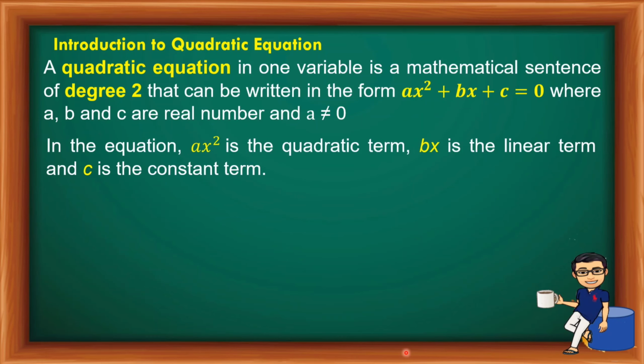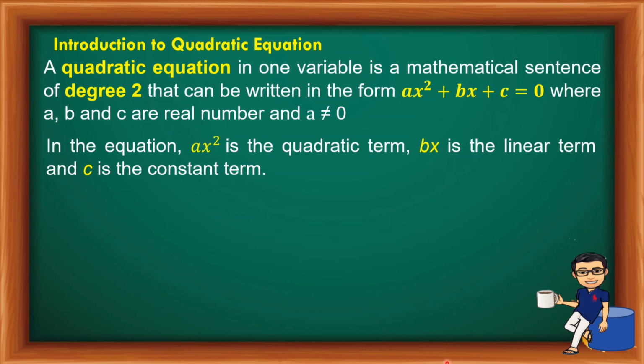Another important thing when we talk of quadratic equation is that in the equation, ax squared is the quadratic term. Kaya yung a cannot be equal to 0. Kasi pag naging 0 ito, wala na to. At pag nawala ito, hindi na siya quadratic equation. Kaya bawal maging 0 ang a. So bx is the linear term. At yung c ang tinatawag na constant term.